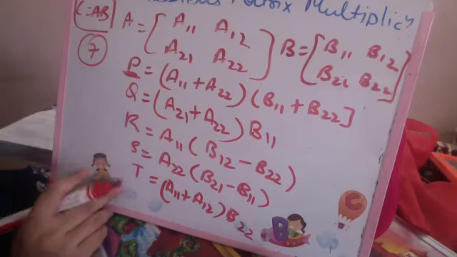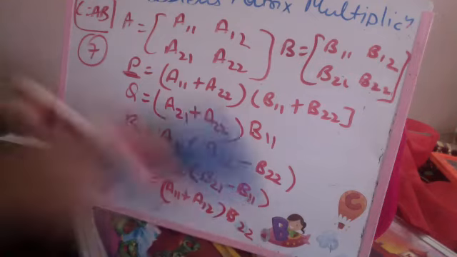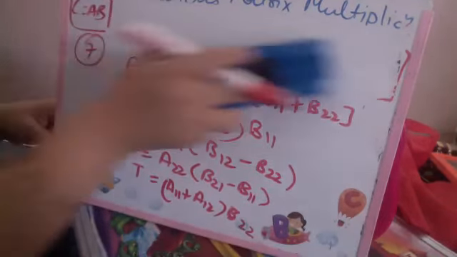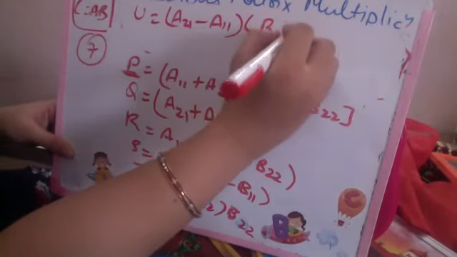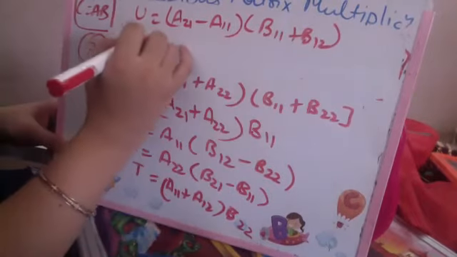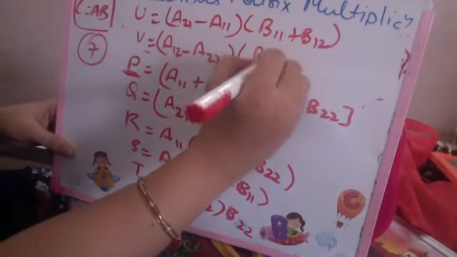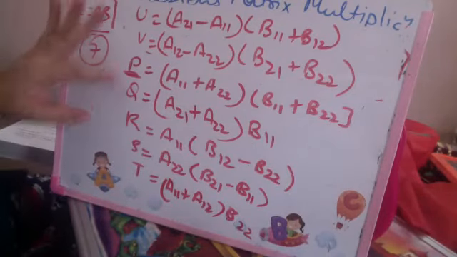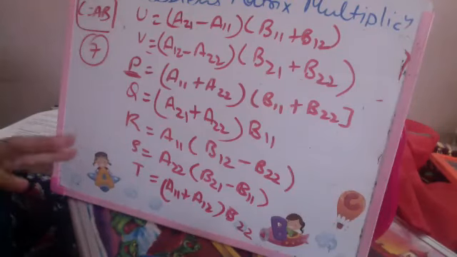Similarly, note it down so that I will write U and V also, or I'll just rub this and then write U and V. U comes out to be A21 minus A11 multiplied by B11 plus B12, and V comes out to be A12 minus A22 multiplied by B21 plus B22. So what is happening over here is, I am calculating P, Q, R, S, T, U, V, that are 7 matrices, each having a single multiplication of n/2 cross n/2 matrix.